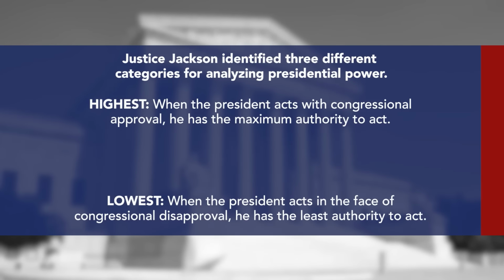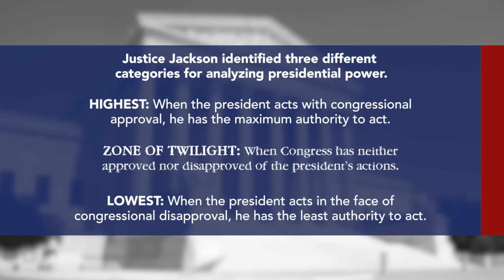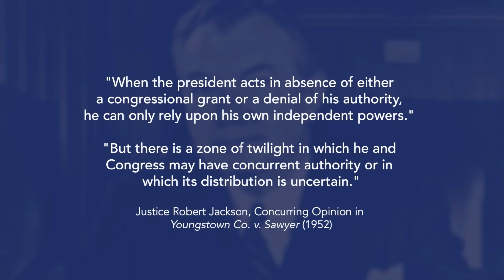And third, when Congress has neither approved nor disapproved of the president's actions, the president acts in a kind of zone of twilight. Do-do-do-do-do-do-do-do. I can never resist doing the Twilight Zone music. And the zone of twilight is somewhere between his maximum and his minimum powers. Here's Justice Jackson. "When the president acts in the absence of either a congressional grant or denial of his authority, he can only rely upon his own independent powers.